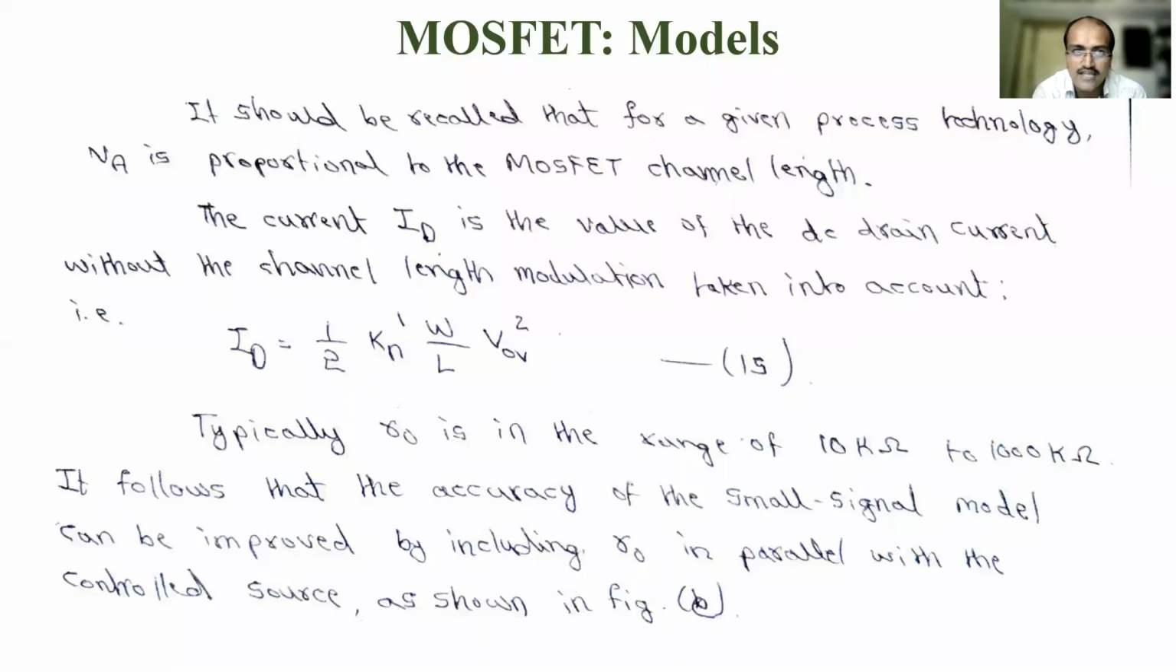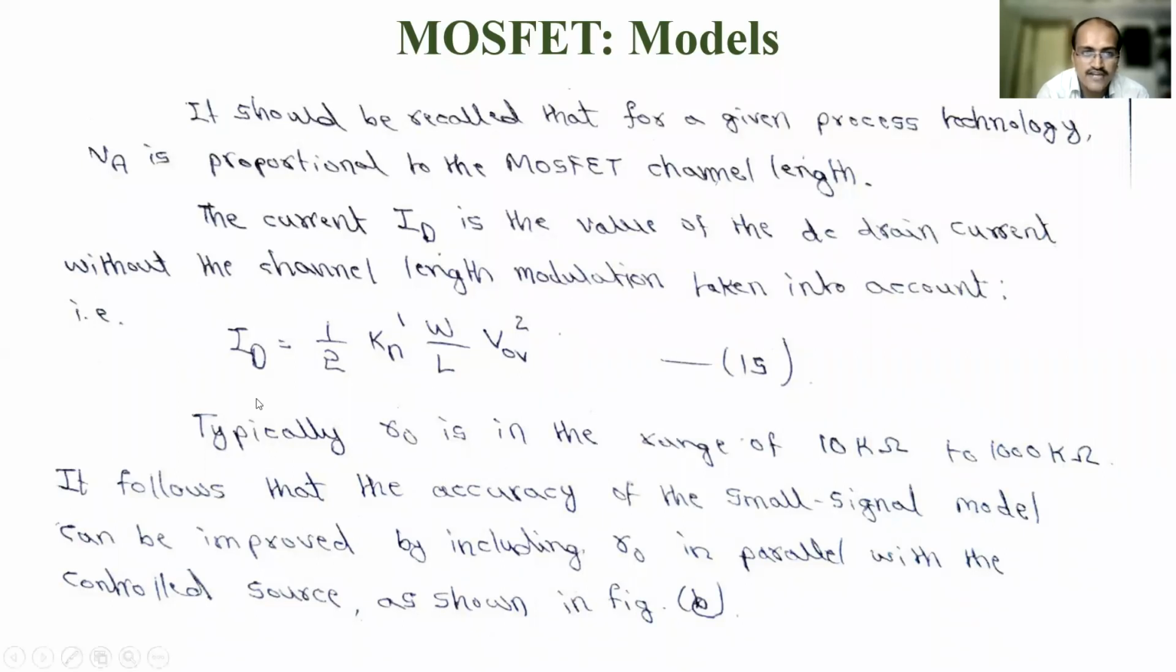So for that channel length, this value VA is proportional. The current ID is the value of the DC drain current without the channel length modulation taken into account. Normally, for simplicity, the channel length modulation lambda value will not be taken, so that the equation is simple. Okay, so the same thing we are doing here.